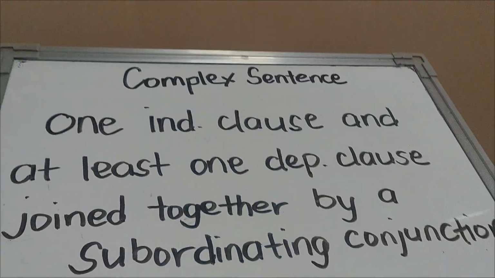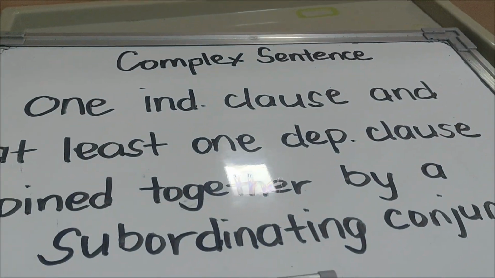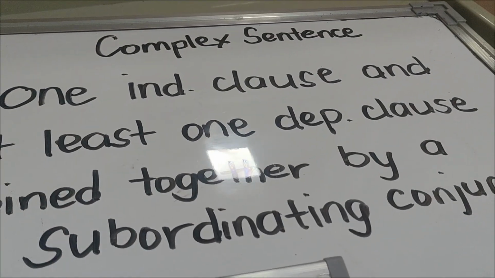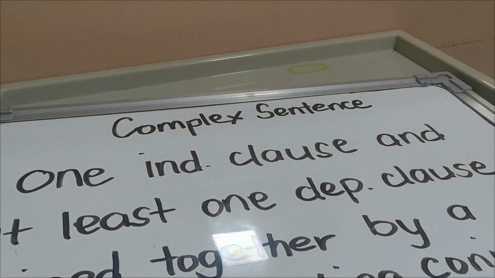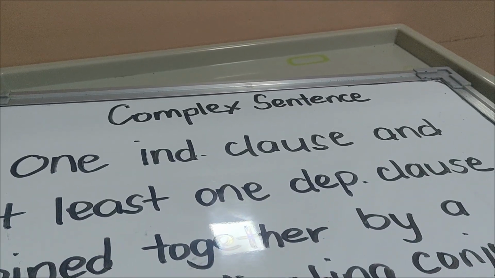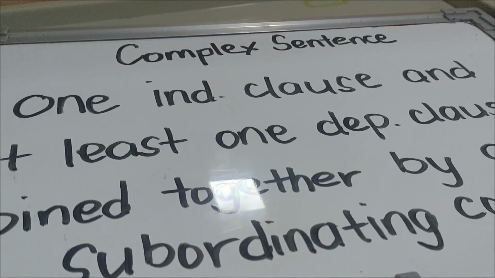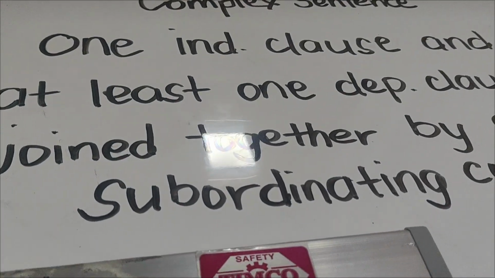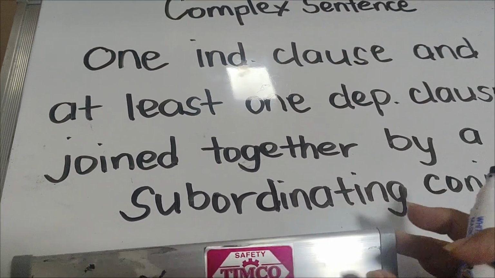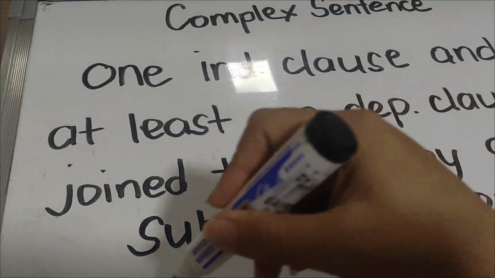Sometimes we call the dependent clause a subordinating clause. That's just another term for it. So if you encounter that, please remember that it is the same thing as a dependent clause. We call it a subordinating clause because of the subordinating conjunction.